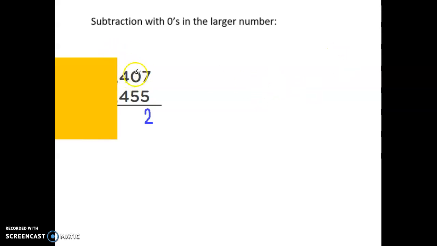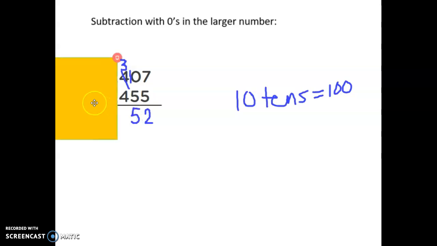Remember that 10 tens is the same thing as 100. So I'm going to take one of these hundreds away and leave 3 hundreds, break that 100 up and give it to my tens place. So now I have 10 tens and I can subtract 5 tens from 10 tens. 10 minus 5 is 5. But when I move over to subtract my hundreds place, I now only have 3 there.